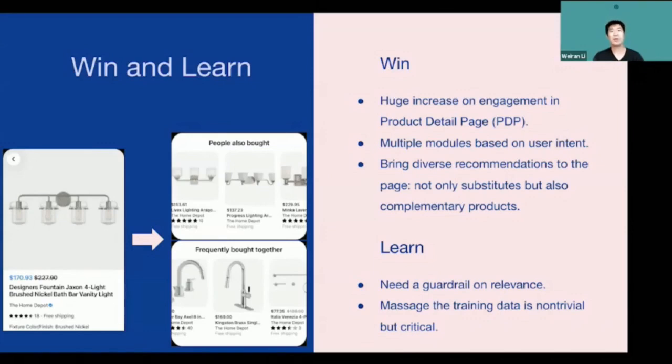But there's also some learning and challenge in this work. Results from this model, especially the complementary ones, are sometimes irrelevant. This is primarily from model input, so we find it very critical to massage the training data in the right way. But unfortunately, we do not have time to discuss it in this talk.